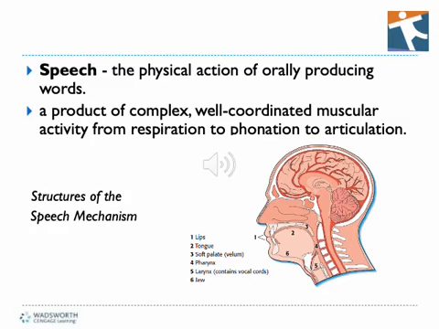The third key term for this chapter is speech. Speech is the physical action of orally producing words. Speech is also the product of complex, well-coordinated muscular activity, from respiration to articulation. And we know there are approximately 40 to 45 phonemes, or what we call speech sounds, in spoken English.